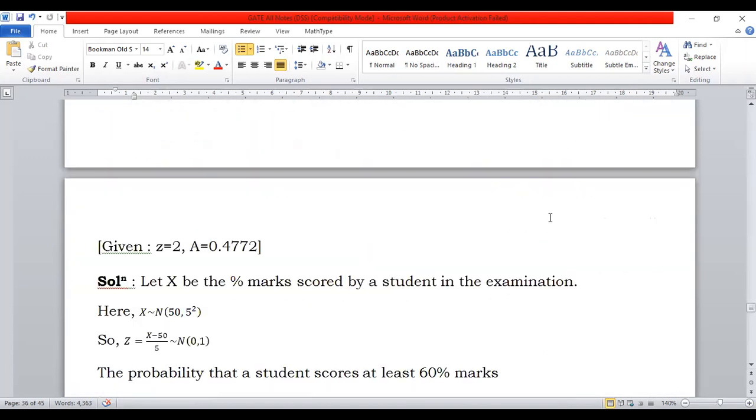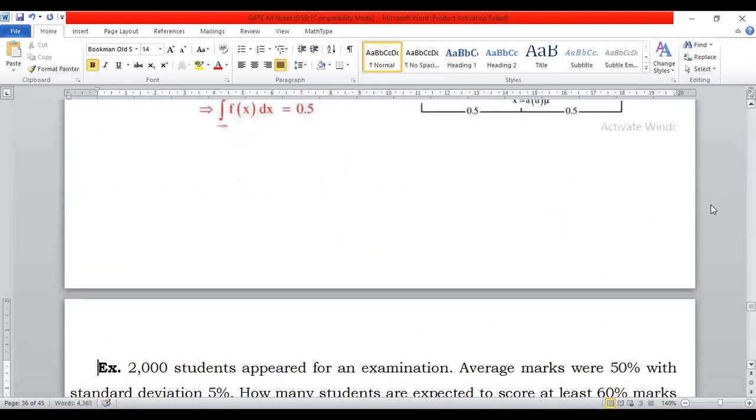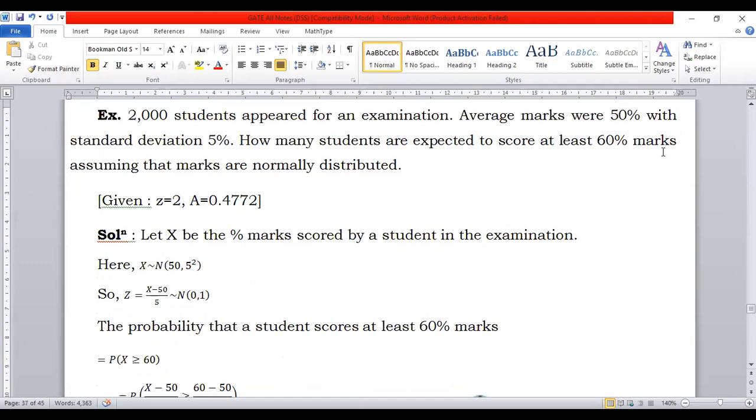These are different problems. Now I am going to discuss some of the problems here. 2,000 students appeared for an exam. Average marks were 50% with standard deviation 5%. How many students are expected to score at least 60% marks, assuming that marks are normally distributed? First define properly: x is the percentage of marks scored by a student. For every student there is some value of x, and as the student changes, the value of x also changes.